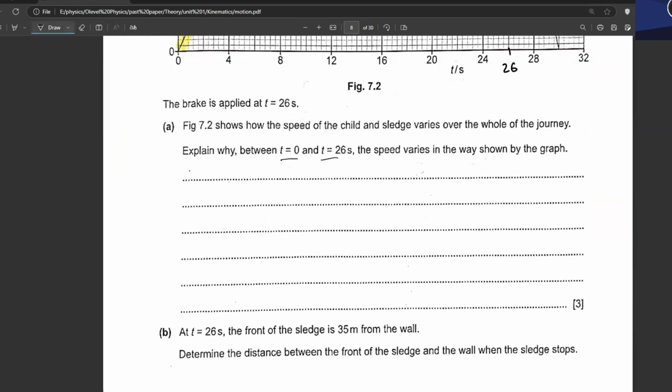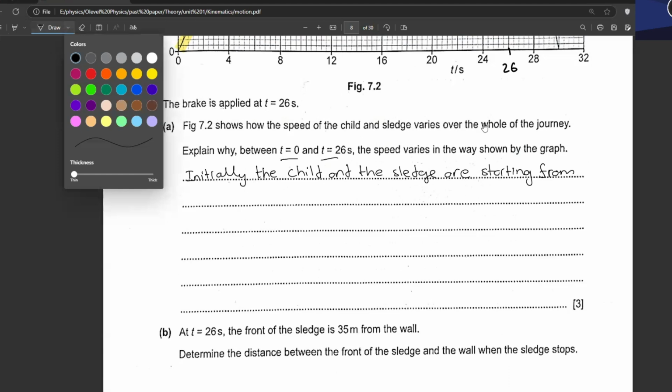You will say initially, the child and the sledge are starting from rest. Should I increase the thickness? I guess yes, I should.